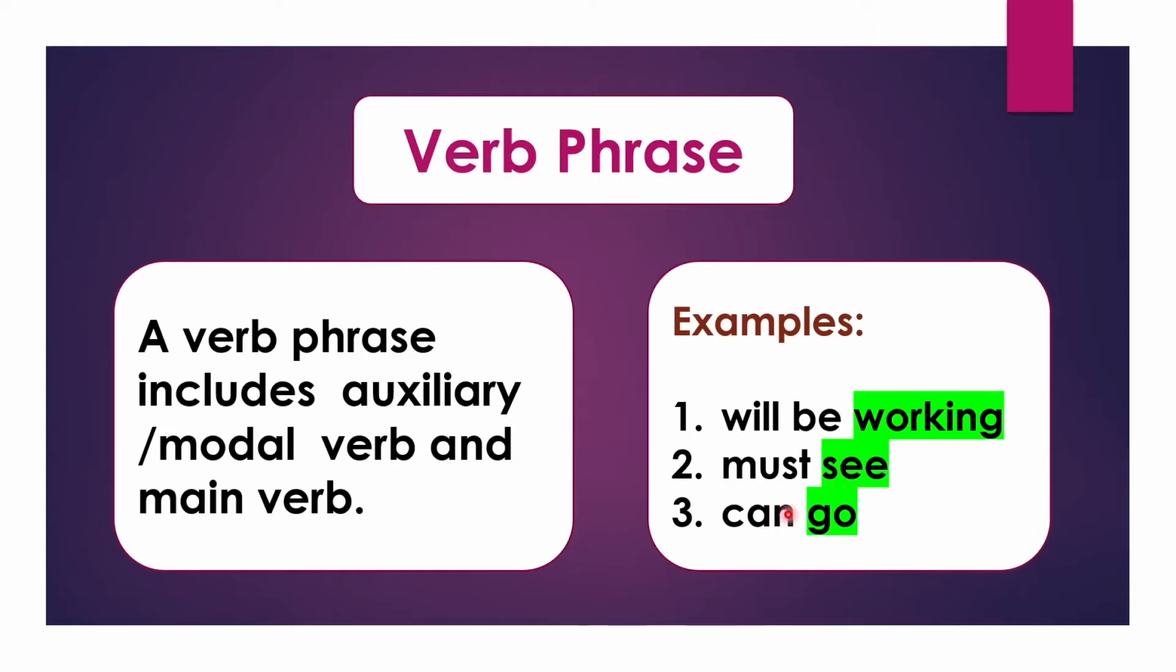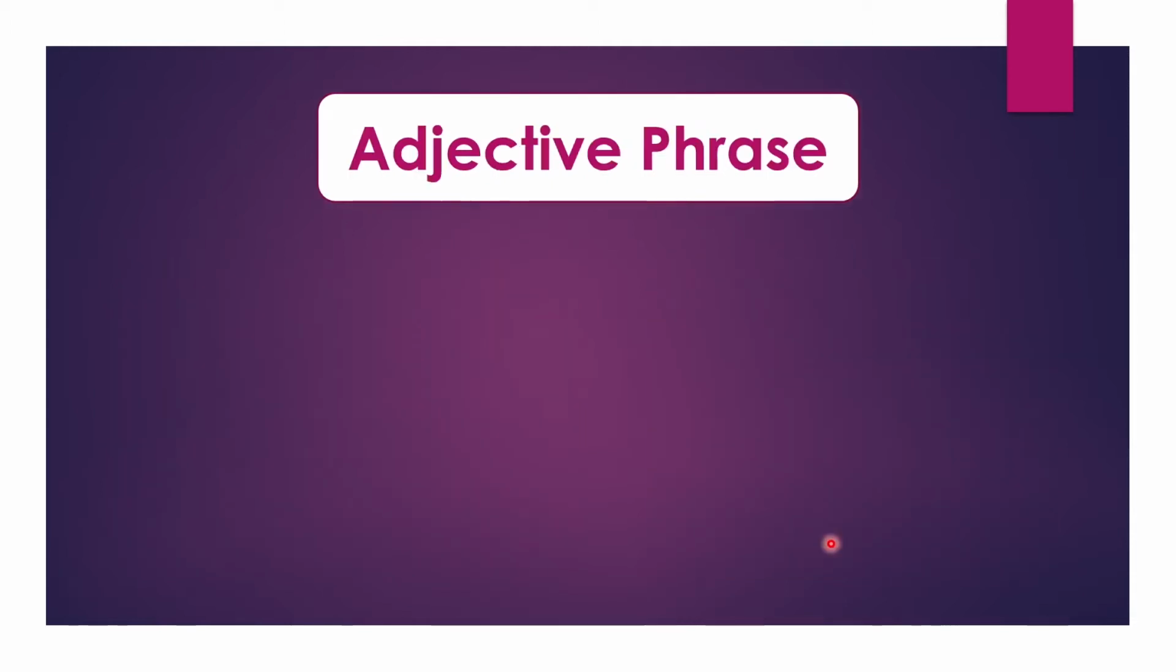Must see. Here must is a modal verb. This modal verb is helping the main verb see. So see is the main verb here. So this is the verb phrase. Again, can go. Here can is the modal verb and go is the main verb here. So this is the verb phrase.